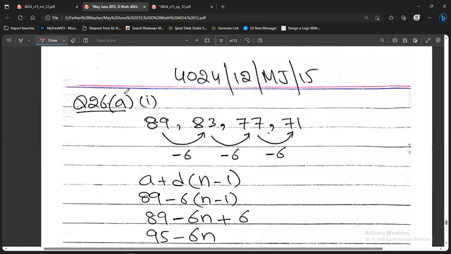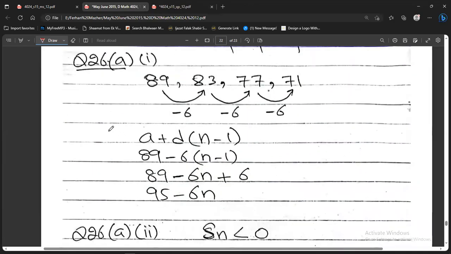Here we go. So you can see in this sequence, you get the next term by subtracting 6 from the previous. So what will I do? It's an arithmetic sequence, so a + d(n − 1). This is the formula for the nth term. Here a means the first term and d means the common difference. So 89 − 6(n − 1) = 89 − 6n + 6 = 95 − 6n. So this is the nth term.